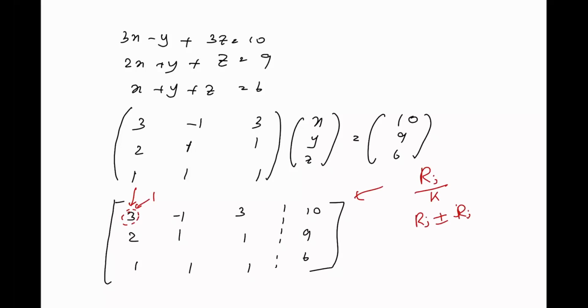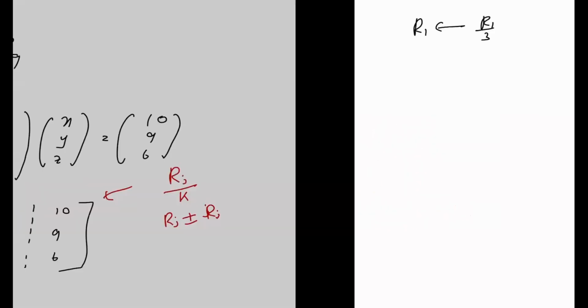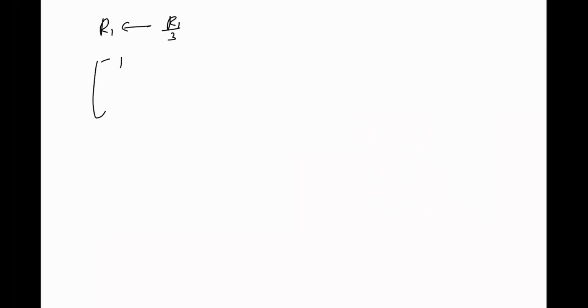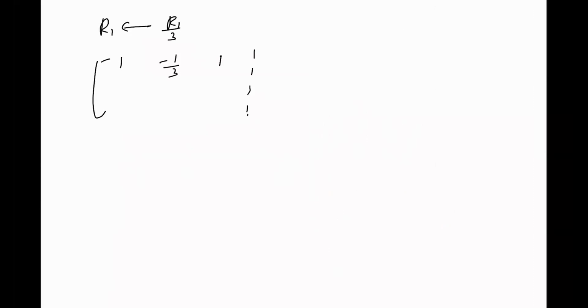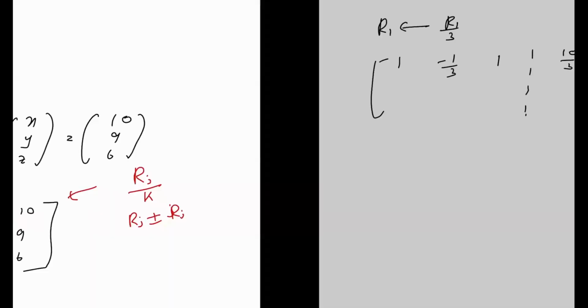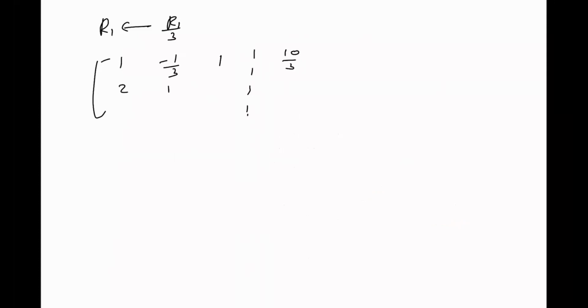So the first thing I'm going to do is consider my first row and divide it by 3. Then I can write 1, minus 1 over 3, 1, 10 over 3, and the other parts are not different. 2, 1, 1, and 1, 1, 1. It is 9 and 6. Okay, so you can have this.